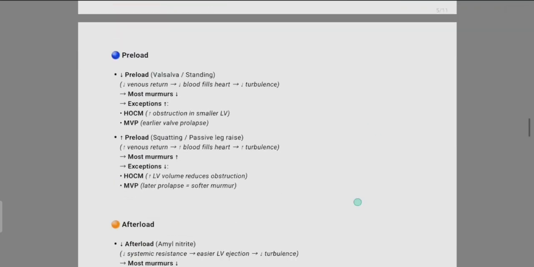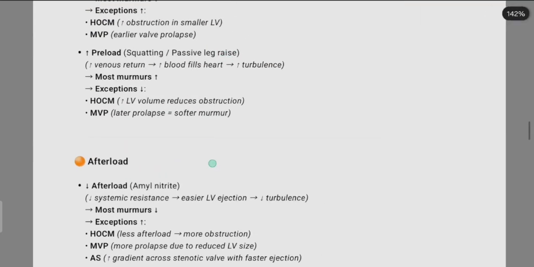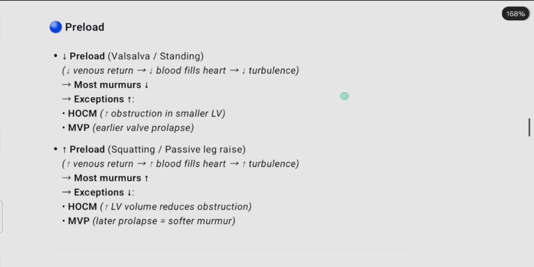And let's see the questions. Oh, before that, let's just see the preload and afterload. Now we know the concept. Whenever preload is decreasing, and when does it decrease? Whenever you're standing, it will decrease. When you do Valsalva, it will decrease. So whenever your preload is decreasing, your heart will have less blood and turbulence will become less. So most of the murmurs are like that: where preload decreases, the murmur decreases.